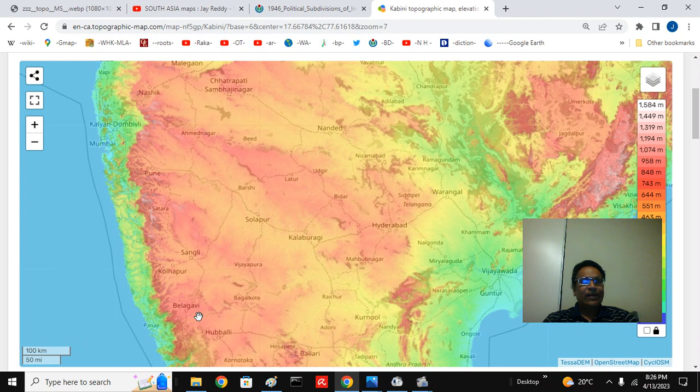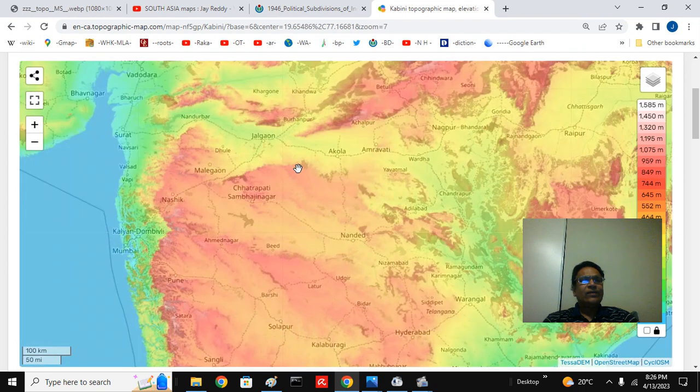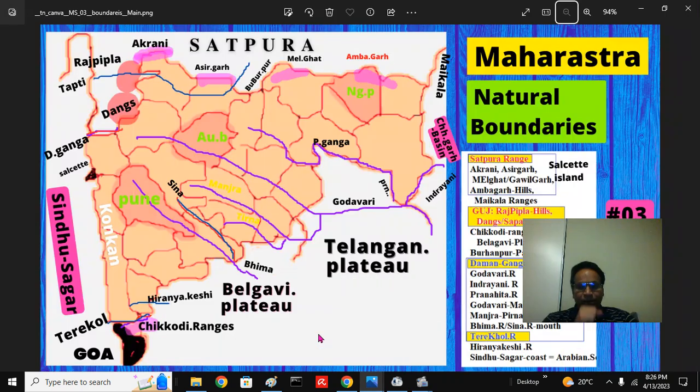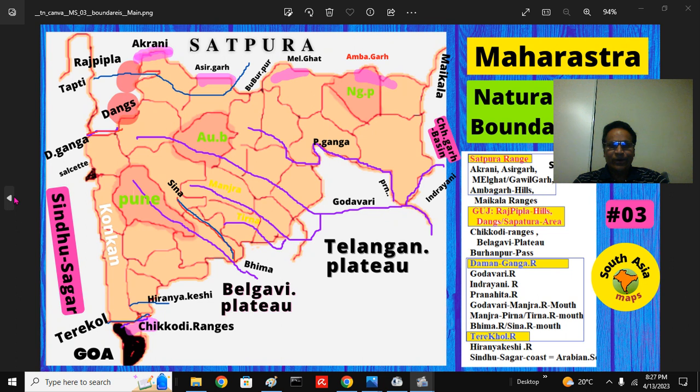And you can see south of Kolhapur, this is the Belagavi Plateau on one side, and here is the Terakol River, you don't see that clearly, and you can see the Rajpipla Hills here, I will show you. This is the Rajpipla Hills, because this is the Tapti river, between the Tapti and Narmada rivers, Rajpipla Hills here, and this is the Dangs, Ahwa region in Gujarat. So that is in brief about the fascinating Maharashtra, its natural boundaries.